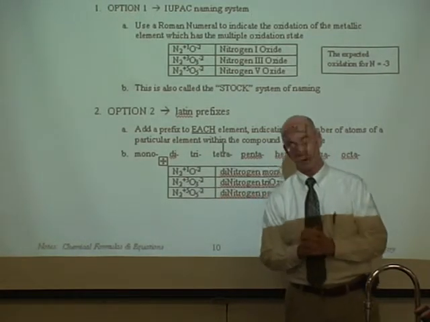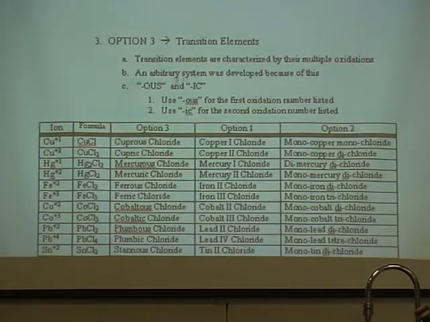The third way is a little more difficult. In this option, it's mainly for the transition elements, which are the elements that are metals in the middle of the periodic table. They change their oxidation all the time, so we just automatically assume we're going to give them a special name. And that special name indicates what the oxidation for that element would be. And it's really just a matter of memorizing. If you look on your periodic table, the first oxidation number listed for any one of those elements, we're going to rename that element with an OUS on the end.